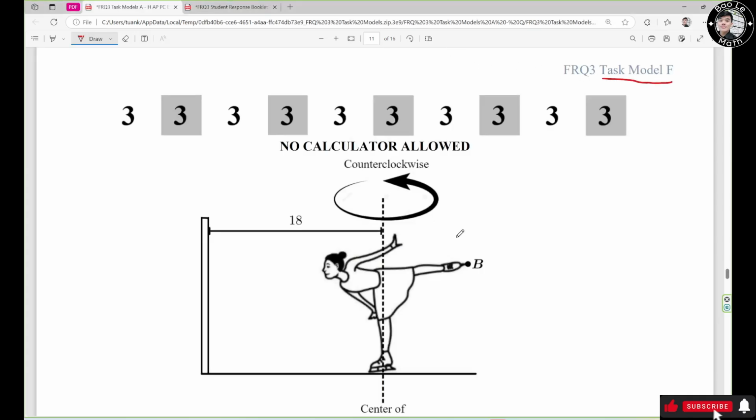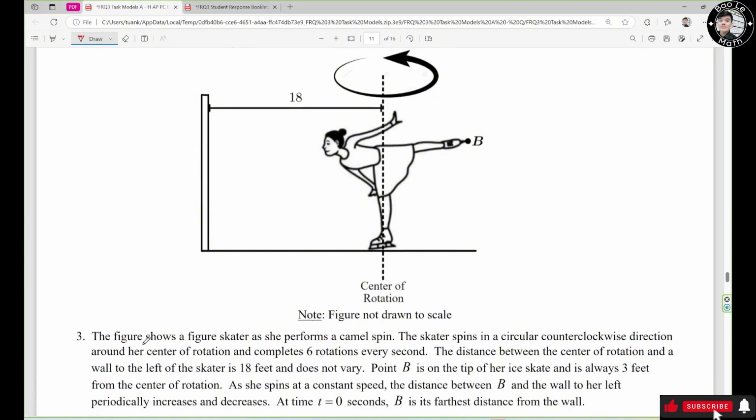Task model F. The figure shows a figure skater as she performs a camel spin. The skater spins in a circular counterclockwise direction around her center of rotation and completes 6 rotations every second. So this one tells us that the period equals 1 over 6, time divided by number of rotations.